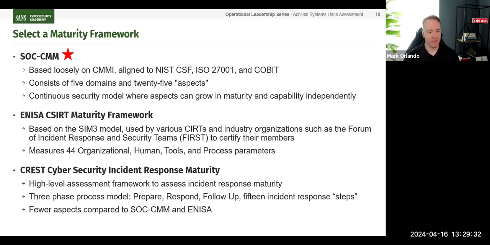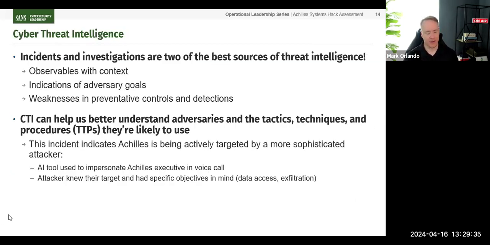Now, the first of our SOC functions that we want to revisit here, we're thinking about having a threat-informed defense. Well, we need to start with some kind of intelligence, some kind of research. We have to do our homework on what adversaries we're likely to face, what their goals and motivations are, what their tactics and techniques are, what those tactics and techniques might look like inside of the Achilles environment. Fortunately or unfortunately for us, incidents and investigations are 2 of the best sources of threat intelligence.